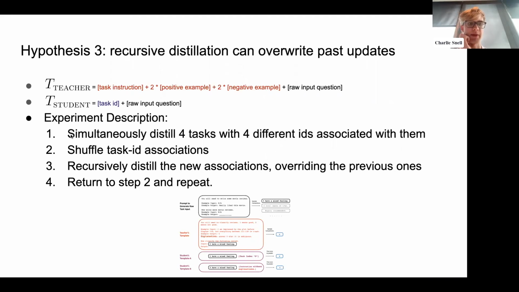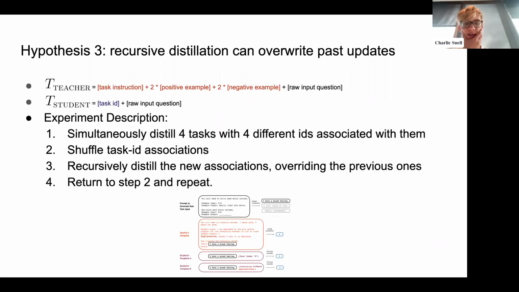The basic setup here is we're first going to distill 4 different tasks with 4 different IDs associated with them into the student. And then we're going to reshuffle these task ID associations and recursively distill the new associations and override the previous ones. Then we return to step 2 and reshuffle and do this again, and we can keep doing it. So we're seeing how much we can update the knowledge that was distilled into the student.